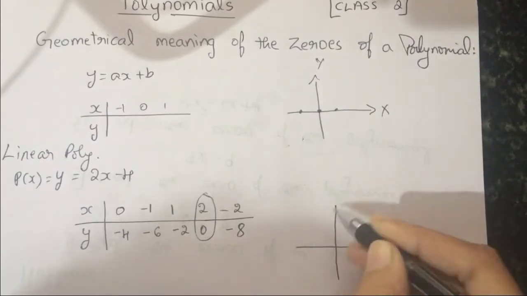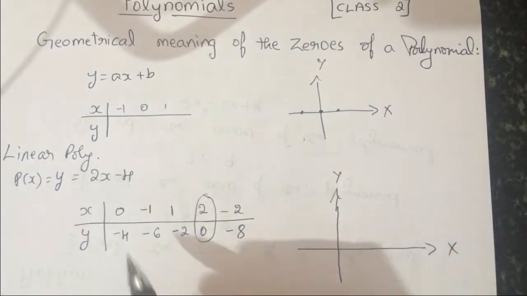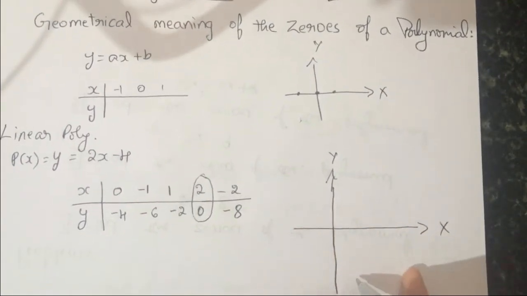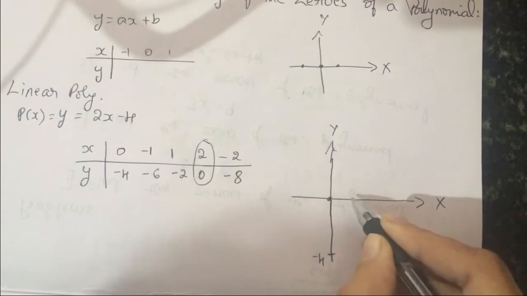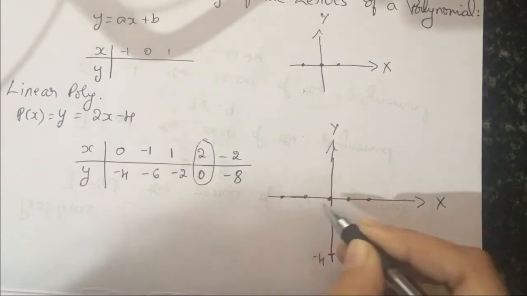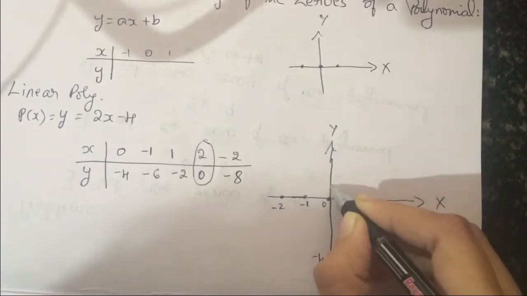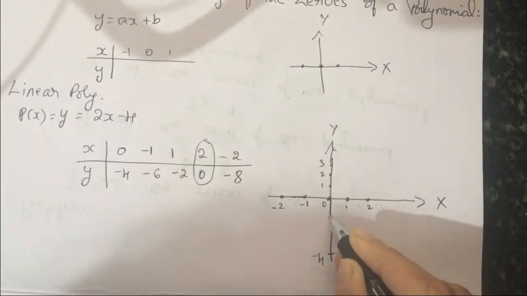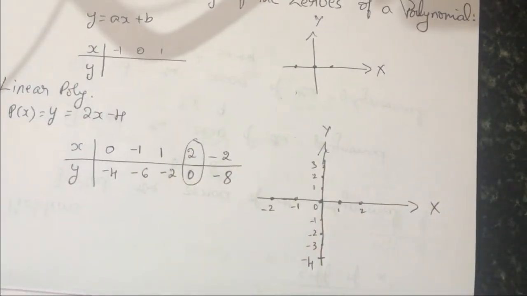This is my x-axis, say this is the y-axis. Now when x is 0, y is -4, so it comes somewhere here. -4. 0, 1, 2, -1, -2, and on the y-axis 1, 2, 3, like that, and -1, -2, -3. Suppose this is the case.